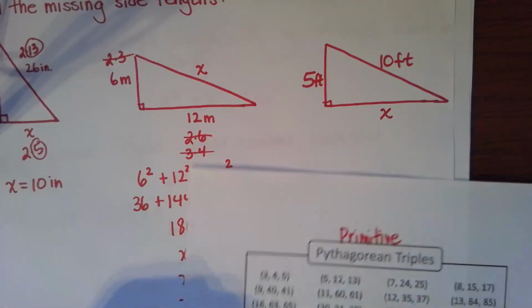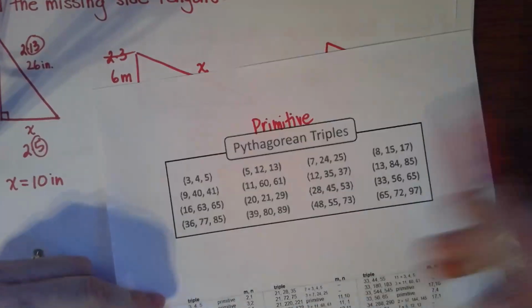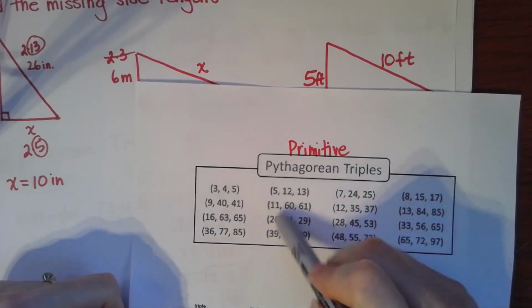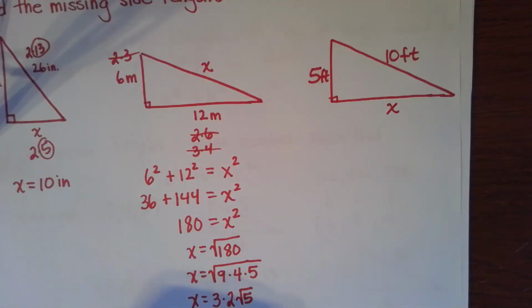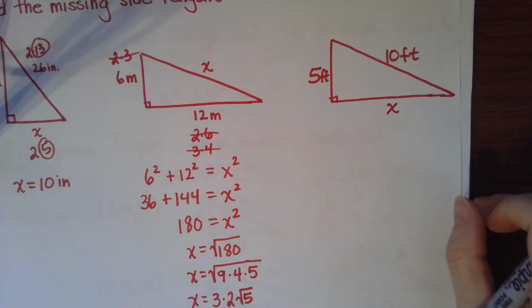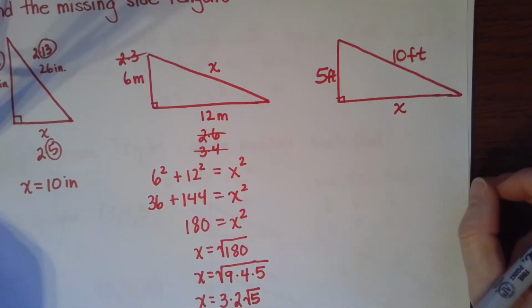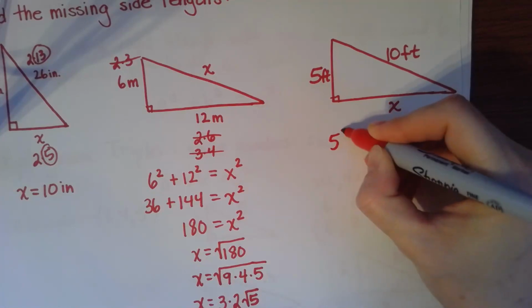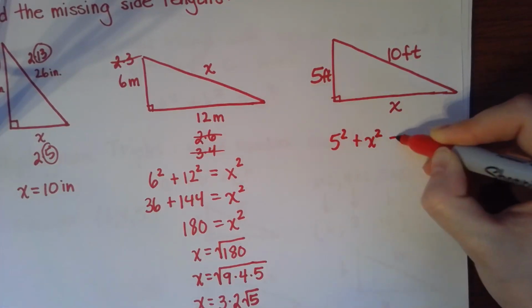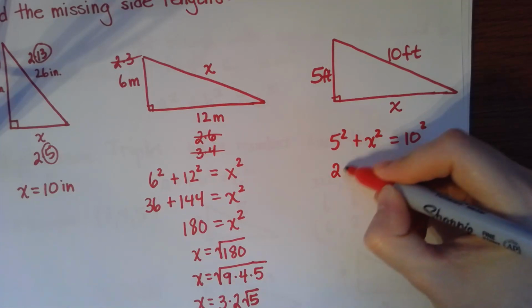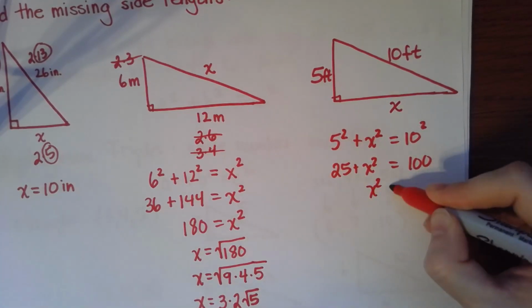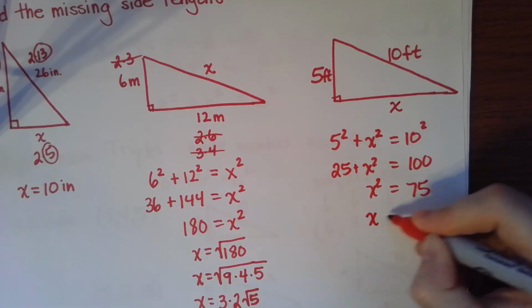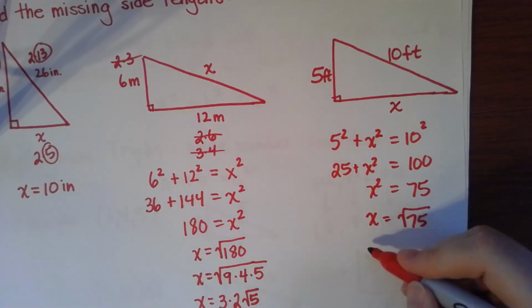Then, again, so we've got a 5 and 10. So the only Pythagorean triple with a 5 in it is 5, 12, 13. That doesn't match. So this one is not going to be a Pythagorean triple. So we got to go ahead and go through the Pythagorean theorem formula. So we've got to do 5 squared plus x squared equals 10 squared. So this is 25 and this is 100. That means x squared is 75 and x is the square root of 75.